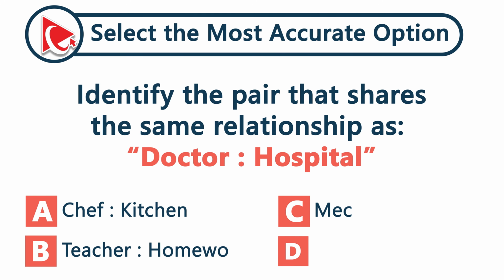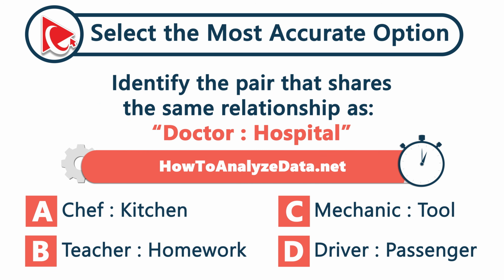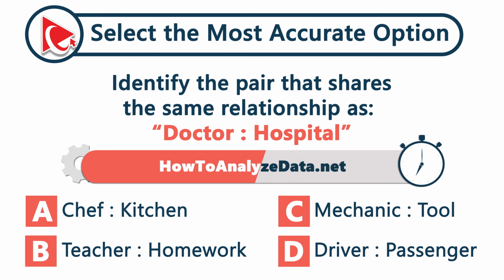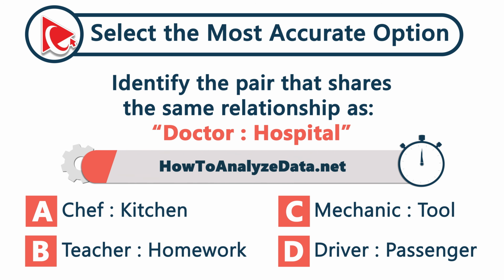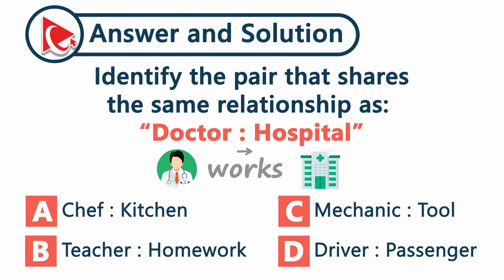You're given this analogy. Doctor is to hospital as which pair shows the same kind of relationship? Let's break it down. A doctor works in a hospital, so we're looking for a person and their workspace. A teacher doesn't work in the homework. A mechanic uses tools, but doesn't work in one. A driver transports passengers, not a place. The only one that fits: a chef works in a kitchen, and the correct answer here is choice A.